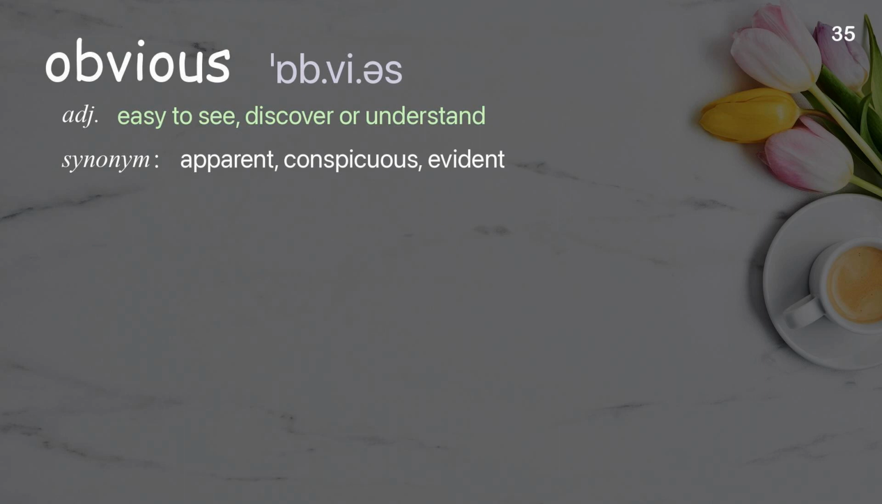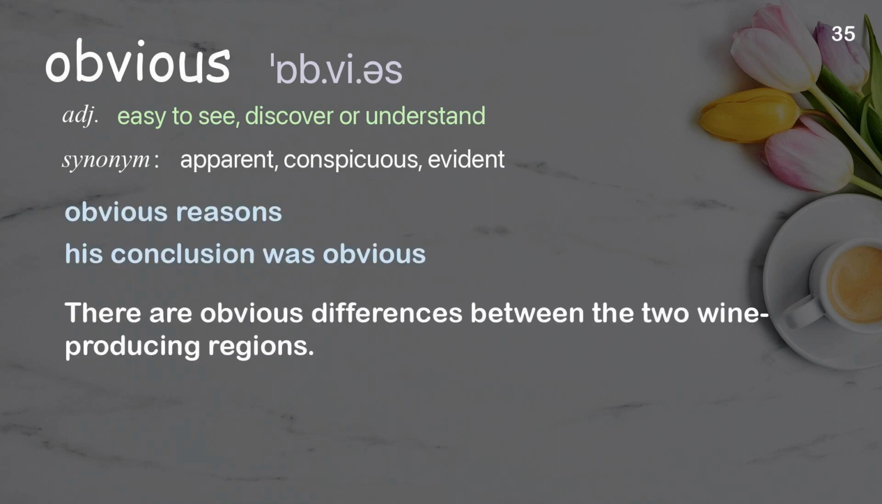Obvious. Easy to see, discover, or understand. Examples: obvious reasons. His conclusion was obvious. There are obvious differences between the 2 wine-producing regions.